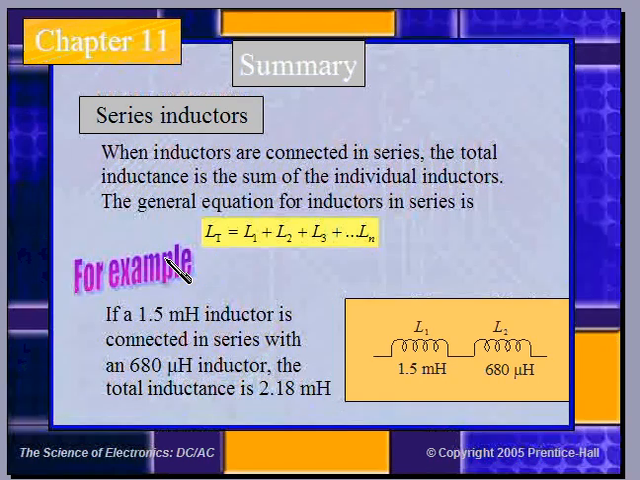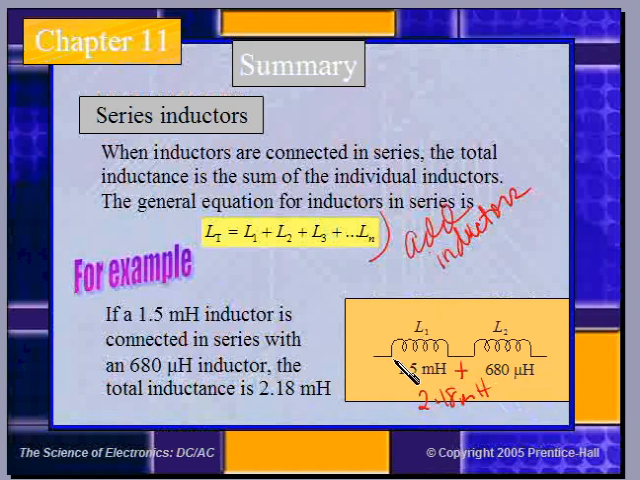Series inductors. When inductors are connected in series, the total inductance is the sum of the individual inductors. So this is similar to series resistors. You add the inductors in series; the capacitors are the only ones that are opposite. So if you have a 1.5 millihenry inductor in series with a 680 microhenry inductor, you're going to take 1.5 plus 680 micro to get 2.18 millihenries. So on your calculator, 1.5 EE minus 3 plus 680 EE minus 6.